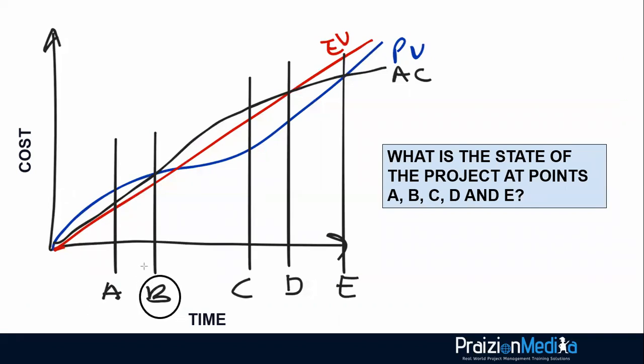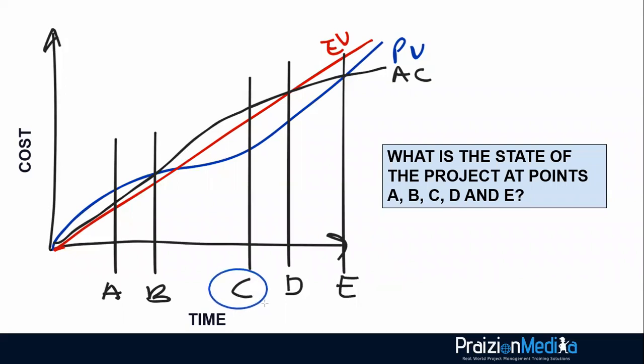Point B. Nothing has changed. The earned value is still below the planned value and the actual cost. Let's go to point C.